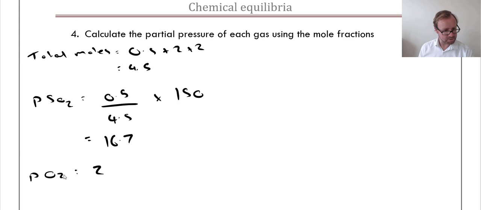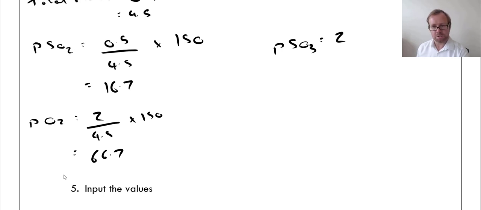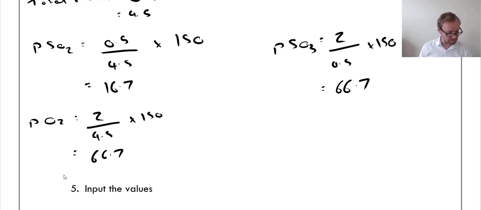O2 is 2 over 4.5 times by 150, giving me a value of 66.7. And for SO3 is 2 over 4.5 times by 150, giving me also a value of 66.7. Okay, then have a go at doing the next question and then we'll go through it quickly.